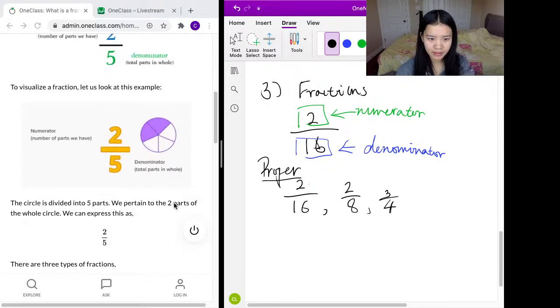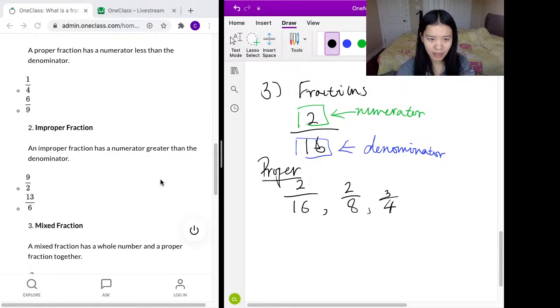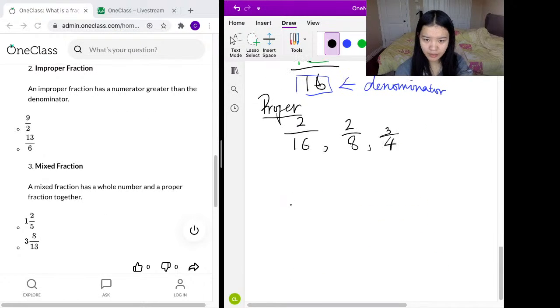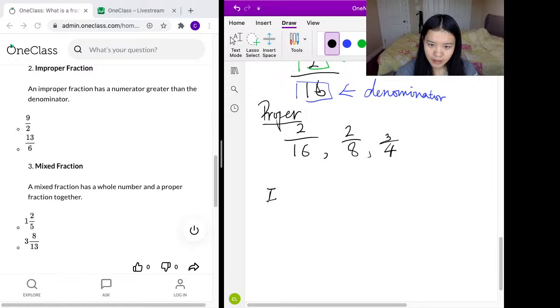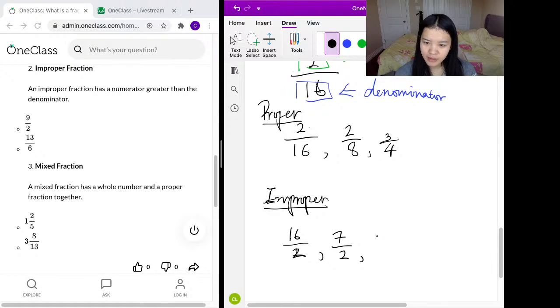And then there's another type of fraction called an improper fraction. The difference between a proper fraction and an improper fraction is that in an improper fraction, the number on top is bigger than the number on the bottom. So the numerator is bigger than the denominator. If we reverse the order of the proper fractions, 16/1 would be an improper fraction. 7/2 would also be an improper fraction, and 8/3 would also be an improper fraction.